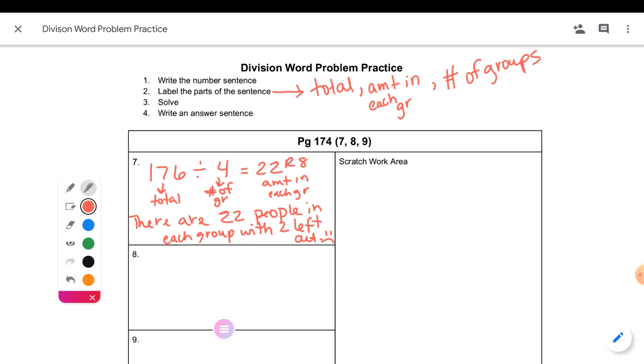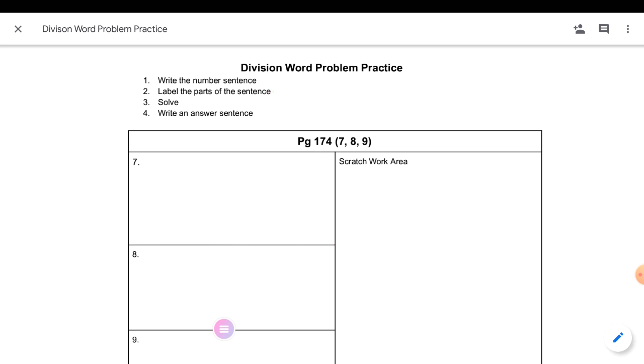Where do you think you're going to do your work? Yeah, over on the side where it says scratch work area. If you do the first two problems and you're like, hey, I'm out of room, what could you pull out? Loose leaf. Does that make sense? Okay, so you will have the rest of the time to work. I told you I was going to leave this up, but I can't. I have to scroll. I'll put it back up once I stop recording.